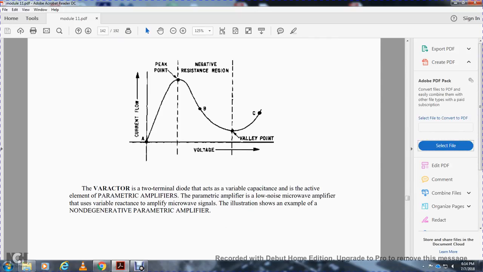The varactor is a two-terminal diode that acts as a variable capacitor and active element in parametric amplifiers. Parametric amplifiers are low noise microwave amplifiers that use a variable reactance to apply to the microwave signal. The illustration shown is an example of a non-degenerative parametric amplifier.